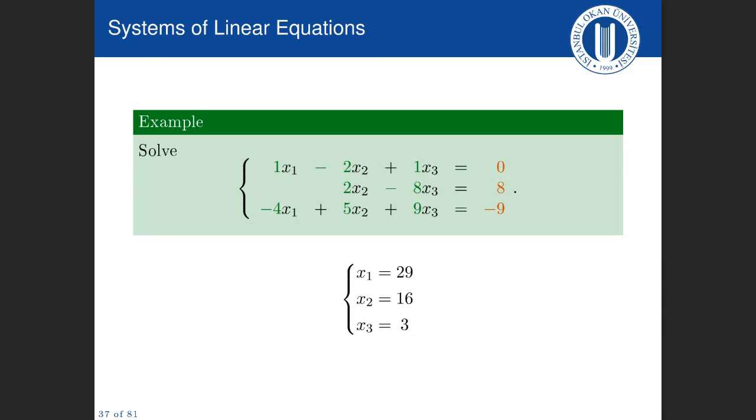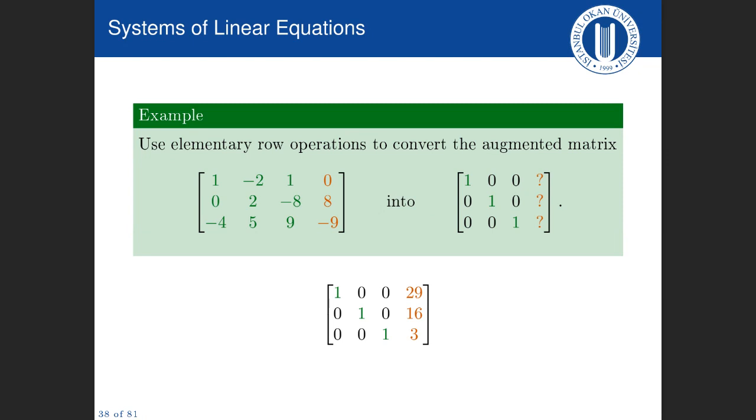Okay, so let's just summarize what we did. I was asked to solve this linear system, and I found that the solution is x1 is equal to 29, x2 is equal to 16, x3 is equal to 3. This linear system has exactly one solution. And in the second example, which I was doing at the same time, I was asked to use elementary row operations to convert the augmented matrix on the left into the form 1, 0, 0, some number, 0, 1, 0, some number, 0, 0, 1, some number. And the answer to this example is this one at the bottom: 1, 0, 0, 29, 0, 1, 0, 16, 0, 0, 1, 3.